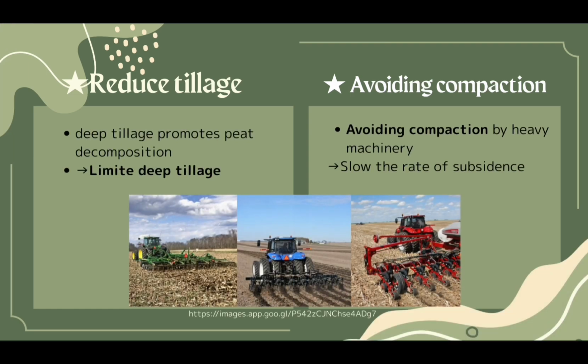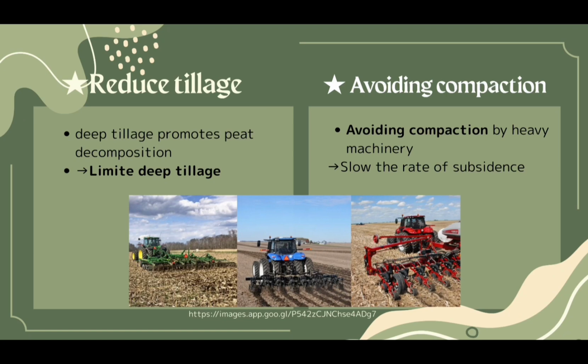Next, reducing soil disturbance is important for not increasing the emission of CO2, because disturbing the soil too much makes peat break down faster, releasing CO2 into the air. So, limiting deep tillage mitigates it. Finally, avoid heavy machinery because it presses down on peat, damaging its structure and making it sink faster. So avoid using too heavy machinery or use it less often. It can slow the rate of subsidence.